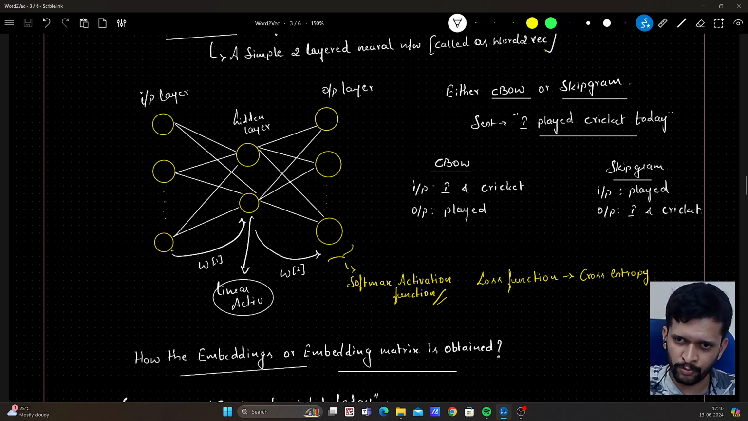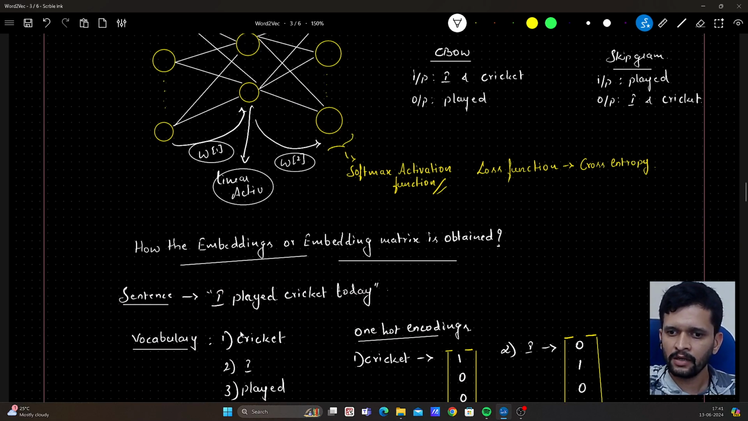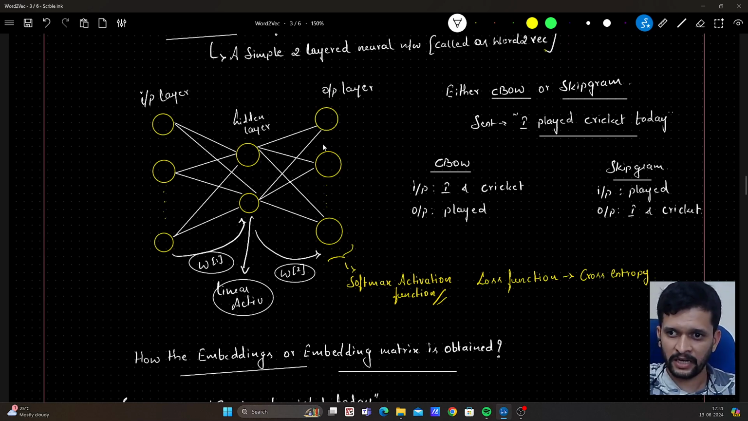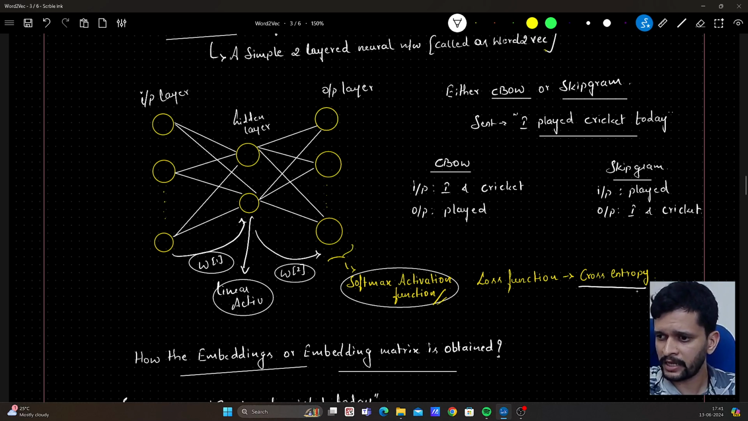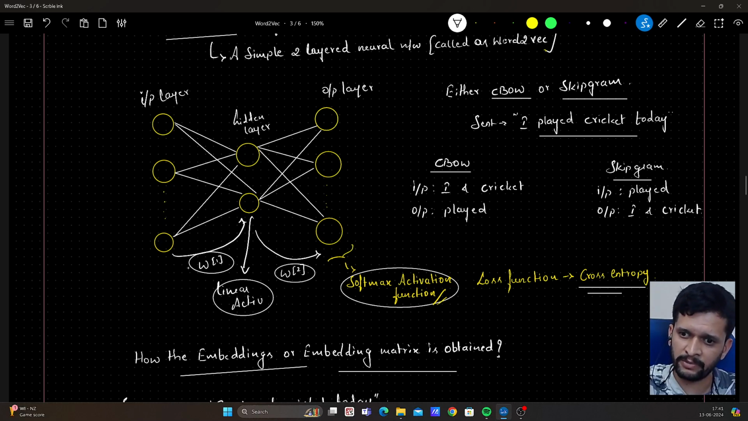The layer from input to hidden will have a weight matrix, and hidden to output will have another weight matrix. So W1 represents the weight matrix for the input layer, and W2 represents the weight matrix for the output layer. The output layer will have the softmax activation function. And in order to update these weights to get the correct predictions, we will make use of cross entropy as our loss function. By propagating backwards in the neural network and updating weights, we will try to reduce this cross entropy loss.